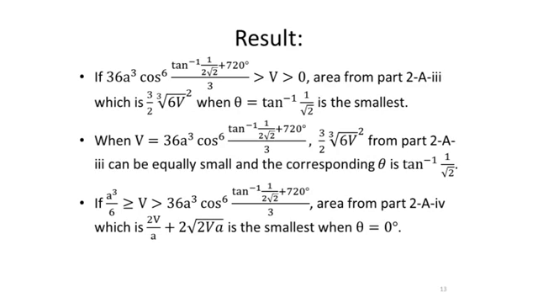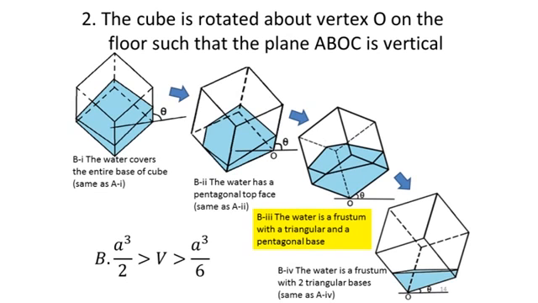For different V's, there could be 2 different smallest contact areas. For part 2b, the volume of water is smaller than a cube over 2 and larger than a cube over 6. As theta decreases, the shapes of water are the same as that in part 2a, except for the third stage when the water is a frustum with a triangular and pentagonal base.